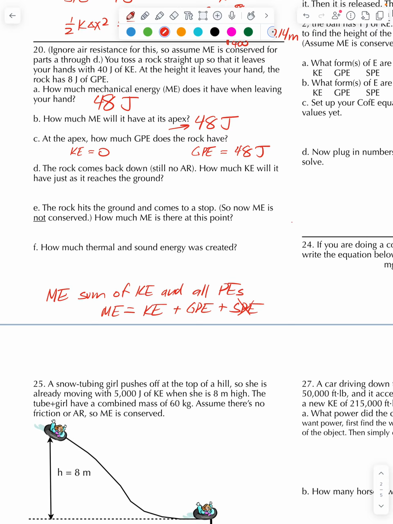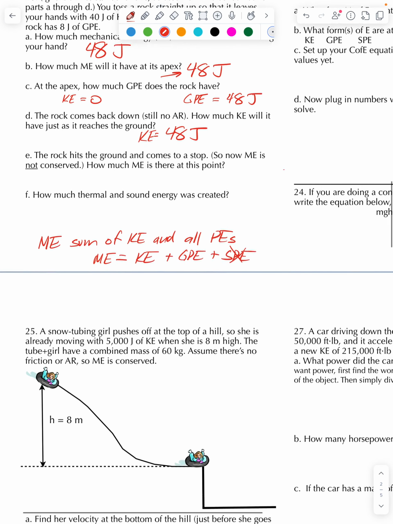The rock comes back down, still no air resistance. How much Ke will it have just as it reaches the ground? Again, we take those 48 joules and we just have energies interconverting into each other. So it's still no heat created. Just when it's about to hit the ground, the Ke would equal 48 joules. So you can see here, it's just 48 all the time. It's just turning into different forms along the way.